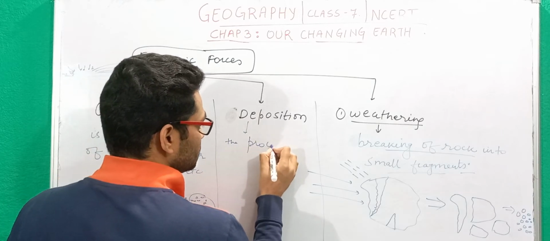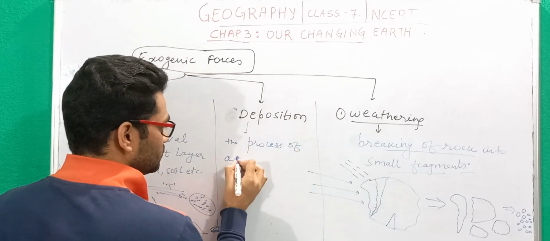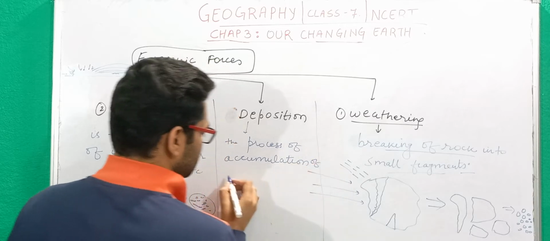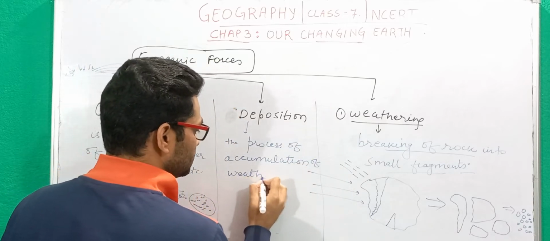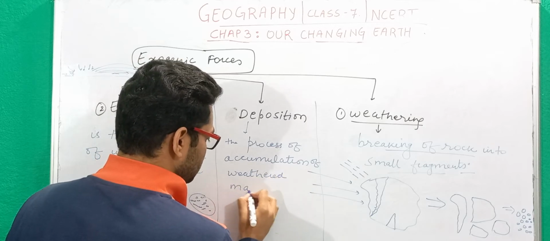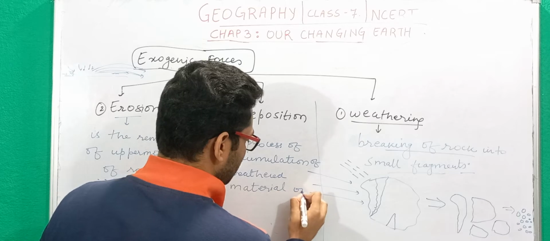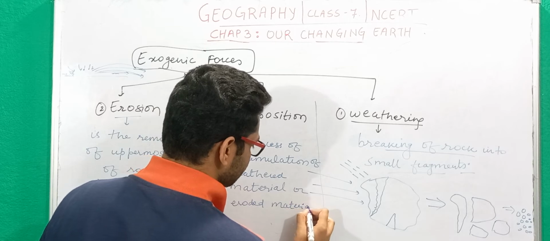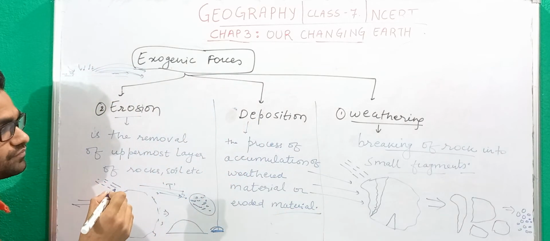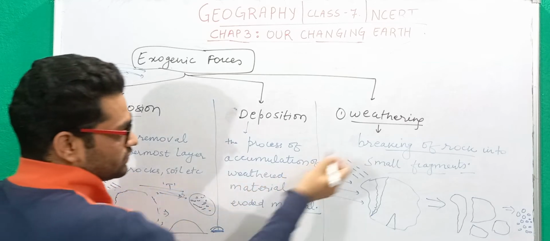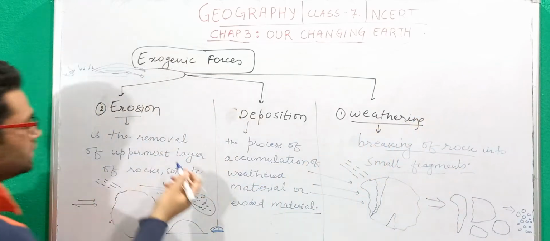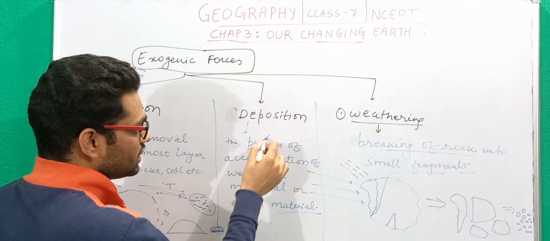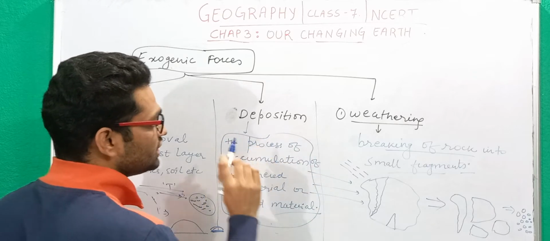So basically this is the process of accumulation of withered material, or eroded material. We have already seen in the first chapter how sedimentary rocks are formed. A similar phenomenon is occurring here. The withering of rocks and the erosion of rocks or the erosion of any surface, that happens, that causes the deposition. So it is the ultimate result.